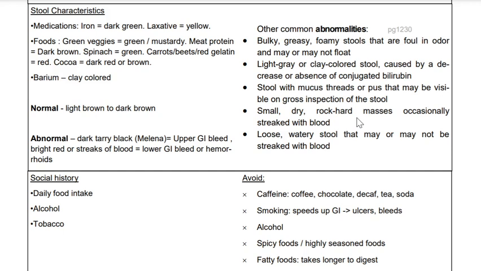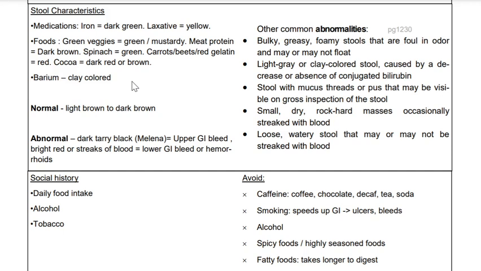Carrots, beets, and red gelatin can make it red. The reason why I say that one is because we had a patient who came in and she says, I'm having rectal bleeding. She says there's blood in the stool. And come to find out, she was a beet eater. She started eating a lot of beets to get healthy, and it made her stool red. It made it look like there was some blood in it. Cocoa, dark red or brown, and then barium. If they have to do a barium enema or barium swallow, their stool will look like a white clay color.